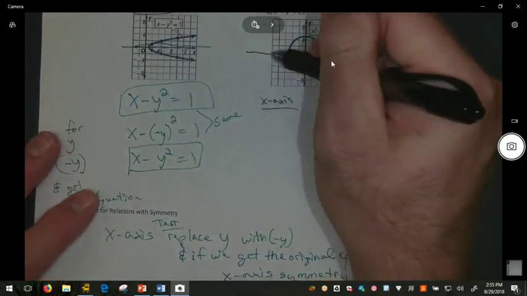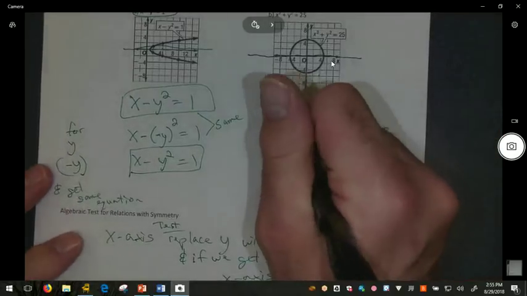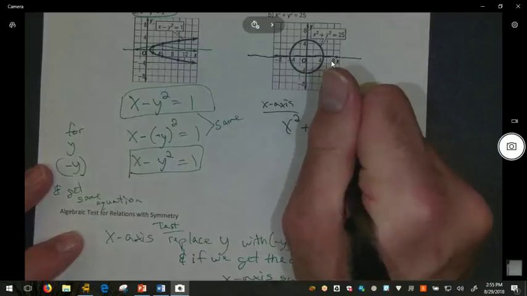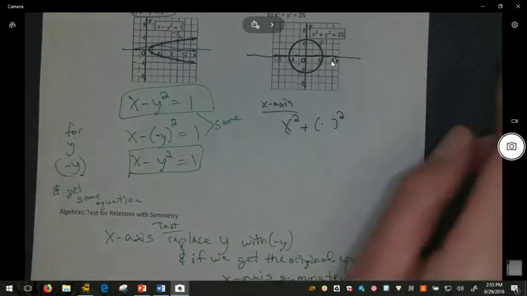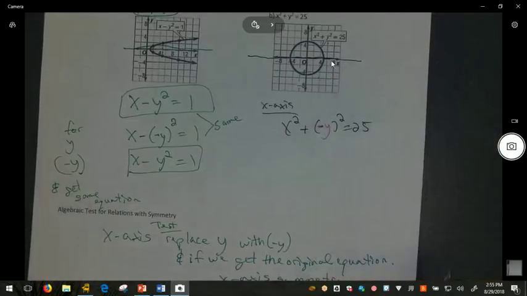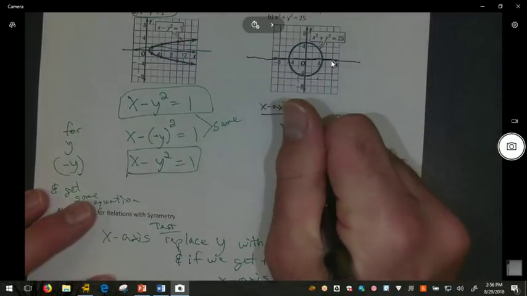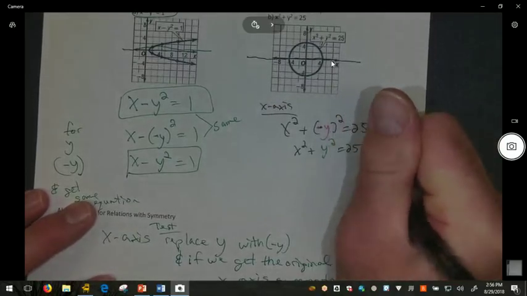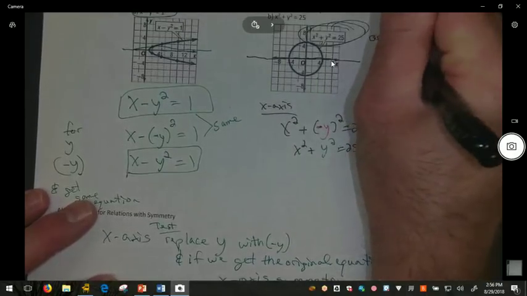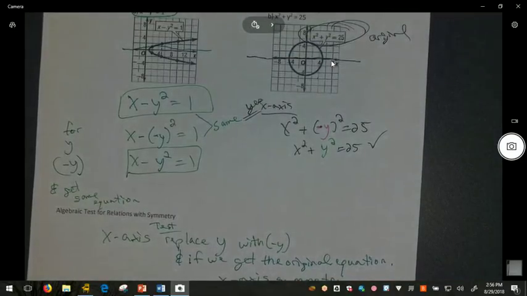It appears to. You can see that if you folded that semicircle, it would fold right on top of this one. In the equation, x squared plus y squared equals 25, we're going to replace y with the opposite of y. And when we square it, we're going to get y squared. So we have the original equation back, x squared plus y squared equals 25. Since it matches the original, it has x-axis symmetry. Yes to x-axis symmetry.